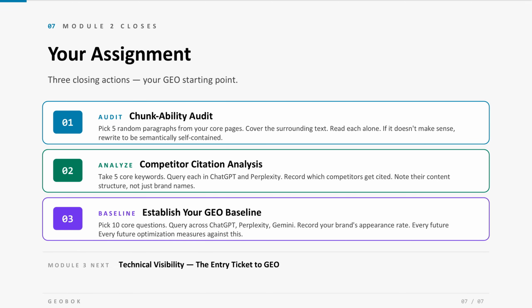You now understand why every GEO technique in Modules 3 through 6 exists. Every tactic ahead is a direct consequence of what you learned: tokens, embeddings, attention, generation, chunking, vector retrieval, re-ranking.